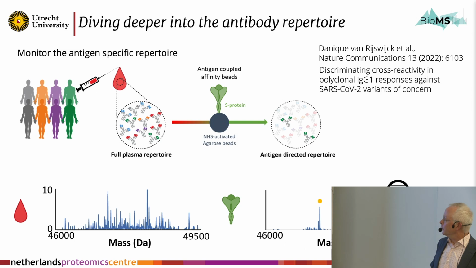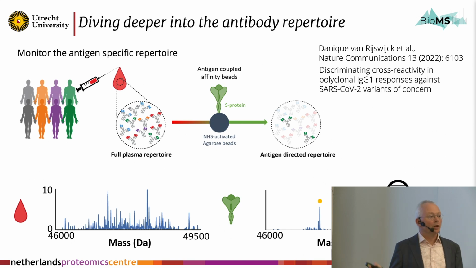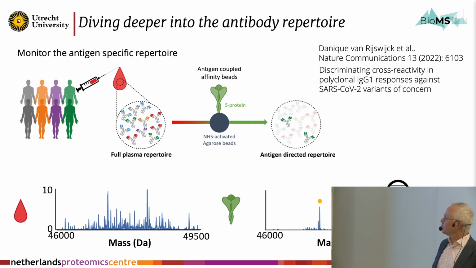Now the nice thing here is that we have this spike protein, but we can also make the spike proteins of the different variants. So what was called the Wuhan variant or the South African variant. We can couple them all separately to the beads, and that's an experiment we did. But first, in this experiment, we see the normal plasma repertoire of this donor. If we then go to the repertoire against the spike protein, we see much fewer peaks, still about 20, 30.